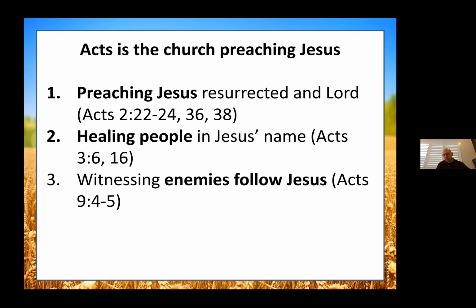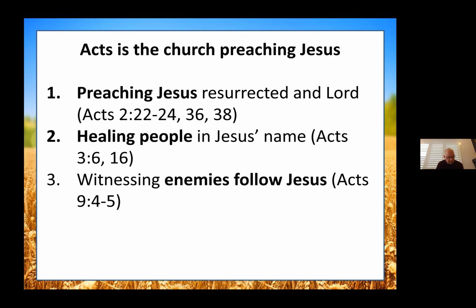And incidentally, the church was something that was new. There was no church in the Old Testament. Paul says it was a mystery that was yet to be revealed. And the Lord Jesus said, I will build my church. So it was future still. But now the church has begun and the Holy Spirit has come.